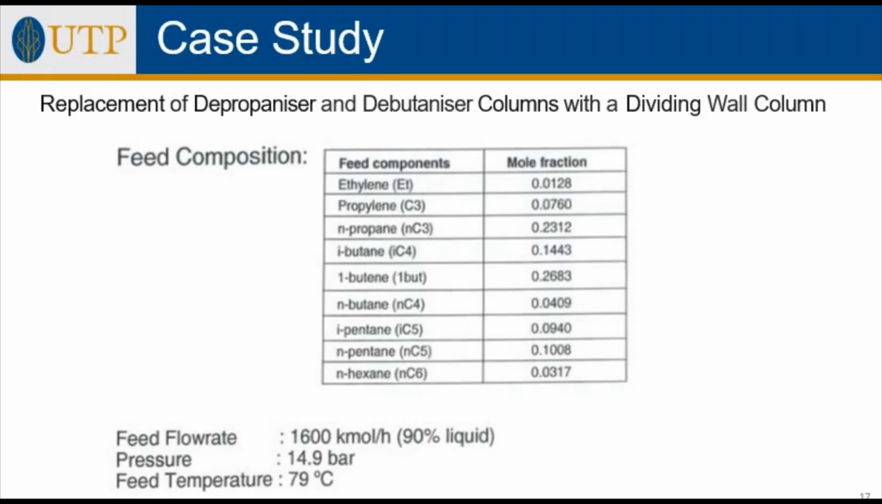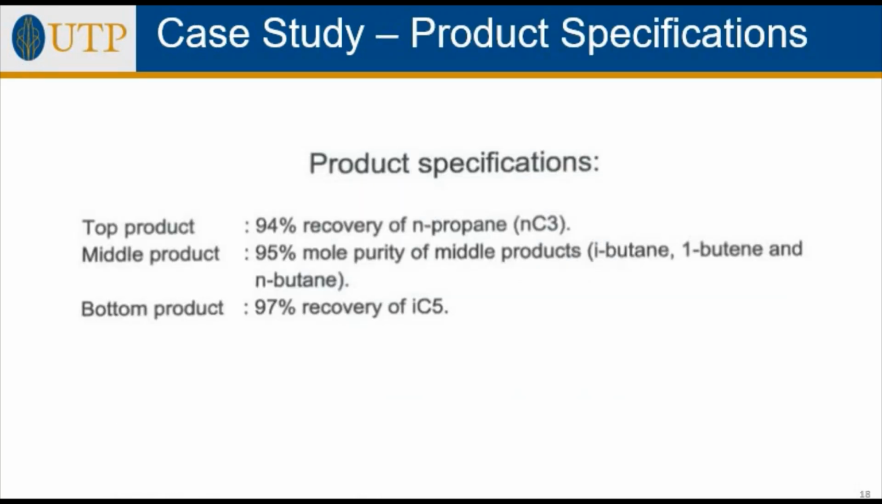Let us move to the case study, the replacement of the depropanizer and debutanizer columns with a dividing wall column, given the feed composition with the feed components as well as their mole fractions. The feed flow rate is 1,600 kmol per hour and 90% is liquid, with a pressure of 14.9 bar and a temperature of 79 degrees Celsius.